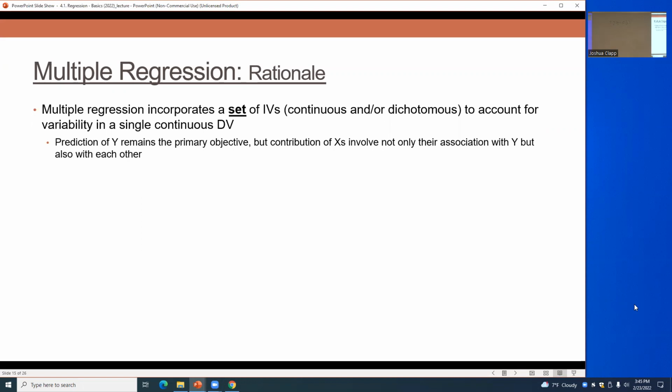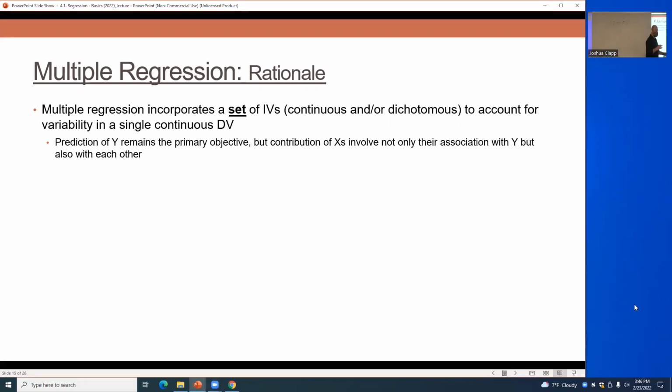Okay, so now we're going to transition into what we actually do with these. Rarely, if ever, are we going to run in practice a bivariate regression model. What we're generally going to be doing is running a multiple regression. In a multiple regression, we're incorporating a set of independent variables, some combination of continuous and/or dichotomous, to look at variability in a single continuous outcome.